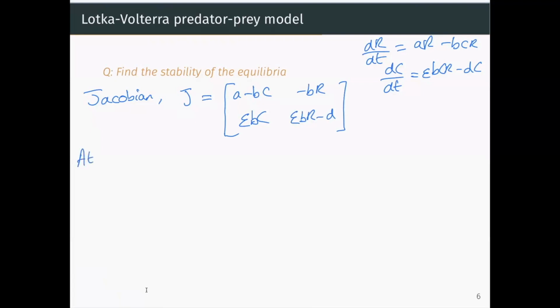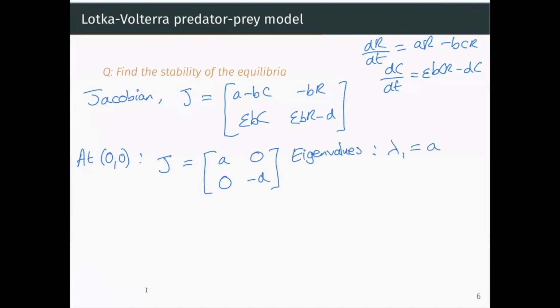So let's think about 0, 0 first of all. So at 0, 0, our Jacobian is going to equal, well, everywhere that there's a C and an R in the Jacobian above, they're going to go to 0. So we're going to have A, 0, 0, and minus d. Because this is a diagonal matrix, we can write down our eigenvalues straight away. Lambda 1 is equal to A, which is positive. Lambda 2 is equal to minus d, which is negative. The eigenvalues have opposite signs. Therefore, our equilibrium at 0, 0, the trivial equilibrium, is a saddle.